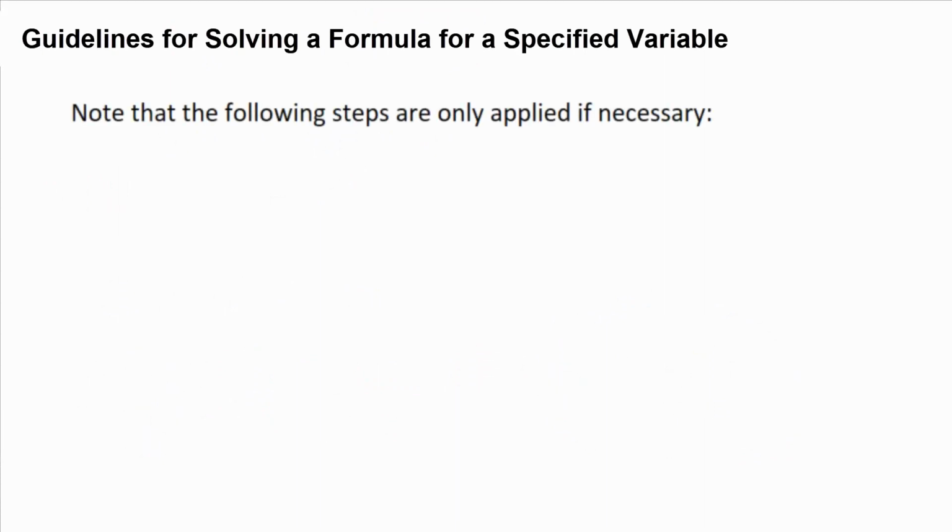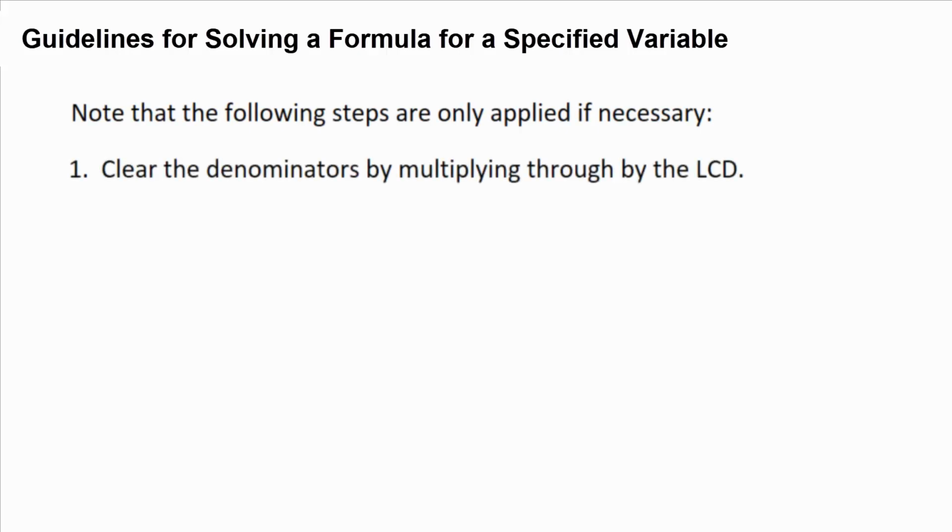And here are some guidelines for solving a formula for a specified variable. Note that the following steps are only applied if necessary. They're not all always necessary, these steps. So number one, clear the denominators by multiplying through by the LCD. Now in the last example, we actually cross-multiplied, but multiplying through by the LCD would have worked too. Number two, distribute to get rid of parentheses. You saw that in the last example, didn't you?